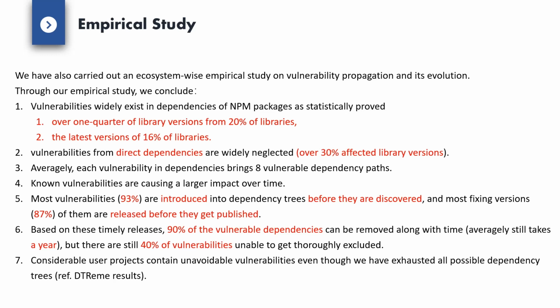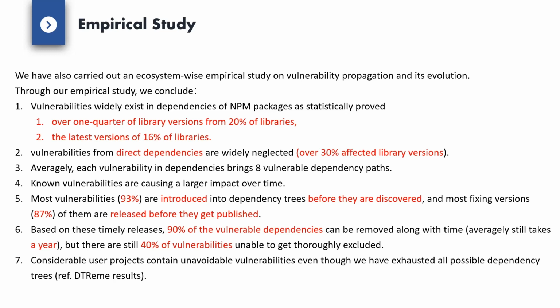Second, vulnerabilities from direct dependencies are widely neglected. We find over 30% of these affected library versions have a vulnerable direct dependency. Third, each vulnerability from dependencies brings 8 vulnerable dependency paths on average. Fourth, known vulnerabilities are causing a larger impact over time, not only the number of affected dependency trees, but also the number of vulnerabilities in each dependency tree.